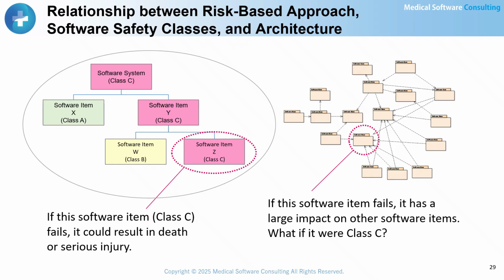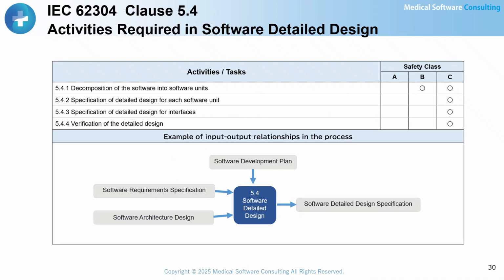That is why, in medical device software, separating Class C items and separating items that function as risk control measures is a very important part of software architecture design. To achieve high cohesion and loose coupling for these Class C items, applying object-oriented design principles from software engineering can be especially effective. In the process of software detailed design, the inputs are the software requirements specification and the software architecture design, while the output is the software detailed design specification.